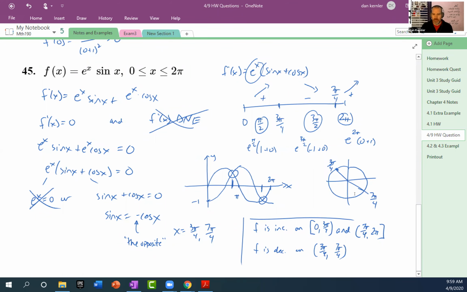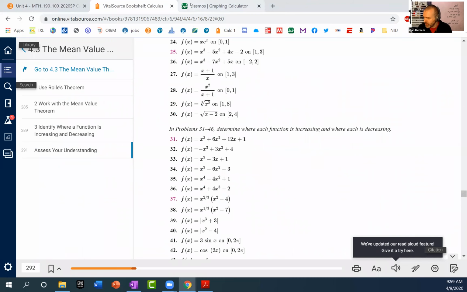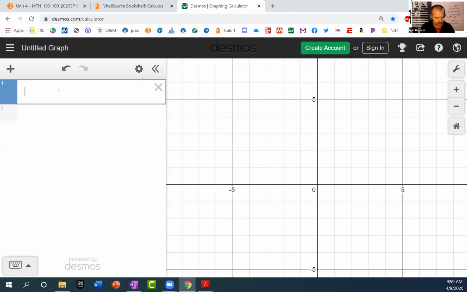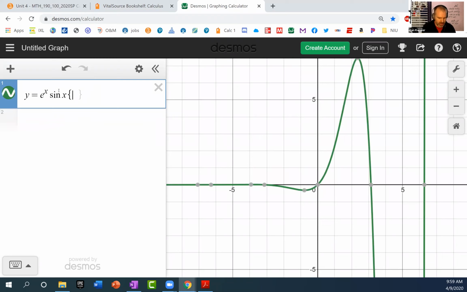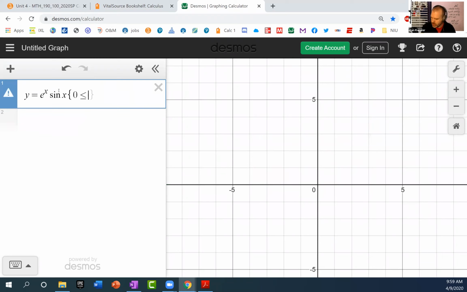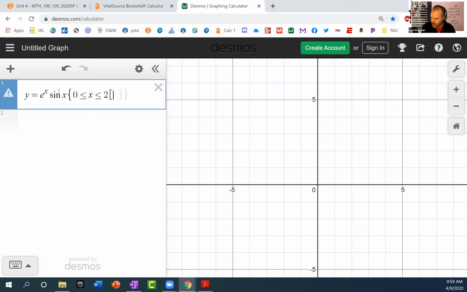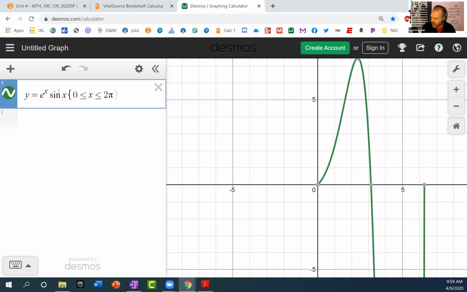I'm going to come back, but just quick again, use your tools at your disposal. Do a quick sketch. Y equals e to the x times sine of x, and we're just going to graph it from 0, sorry, x less than or equal to 2 pi, and you can actually type in pi, and it kind of knows what you mean.